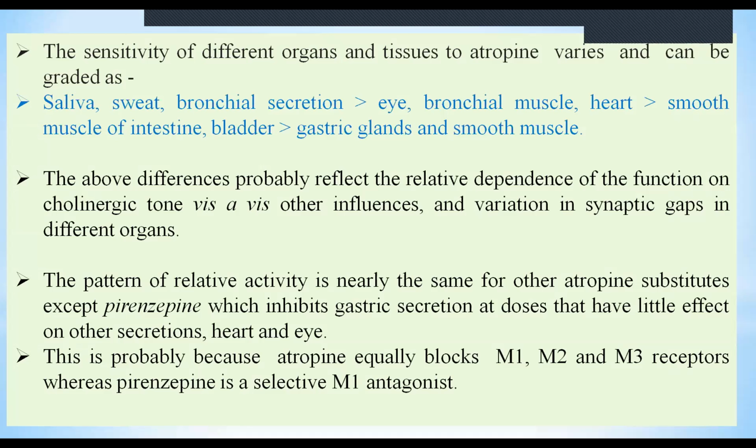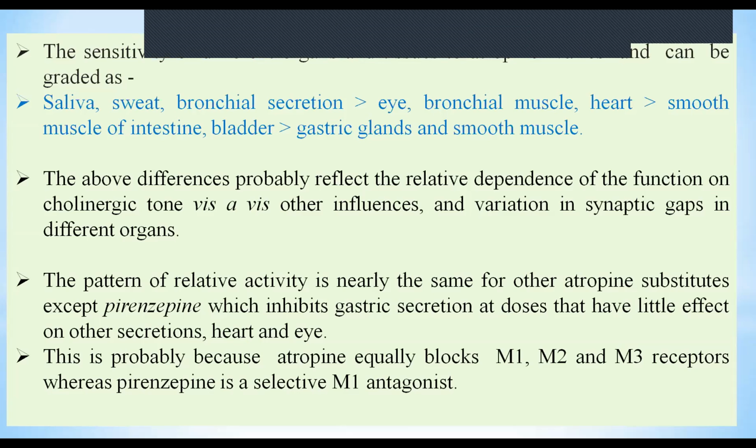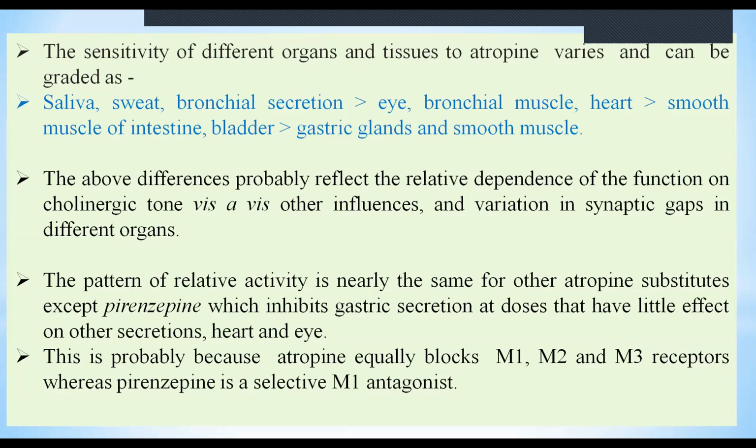The sensitivity of different organs and tissues to atropine varies and can be graded. Saliva, sweat and bronchial secretions are very much exaggerated when compared to the eye, bronchial muscle and heart, which are more sensitive than smooth muscles of the intestine and bladder, and comparatively these are more sensitive than gastric glands and gastric smooth muscles. The above differences probably reflect the relative dependence of the functions on cholinergic tone versus other influences and variation in synaptic gaps in different organs.